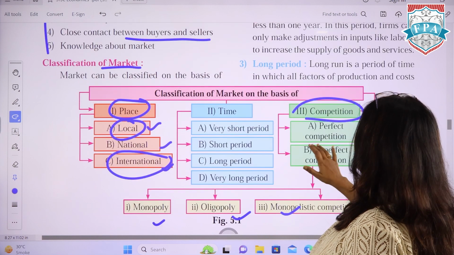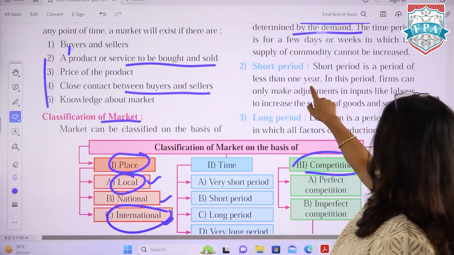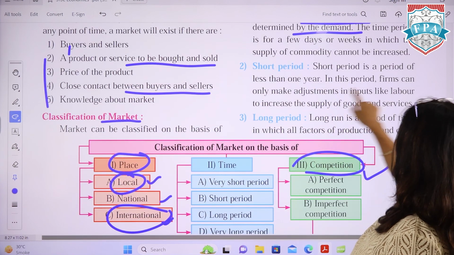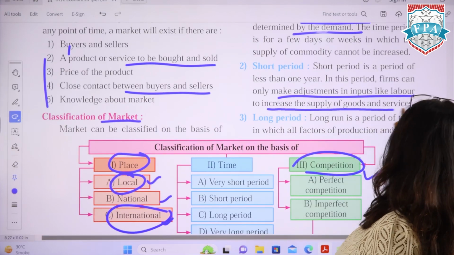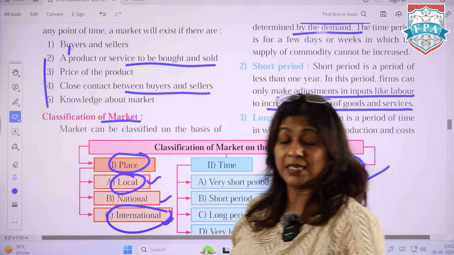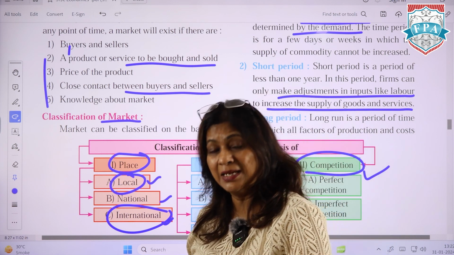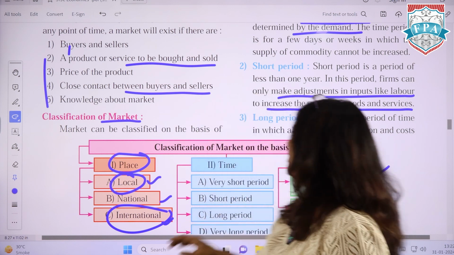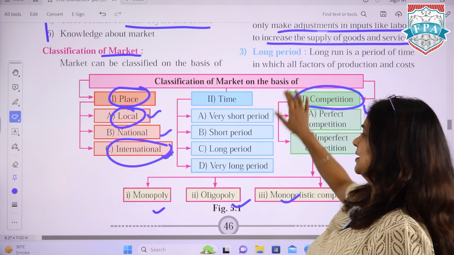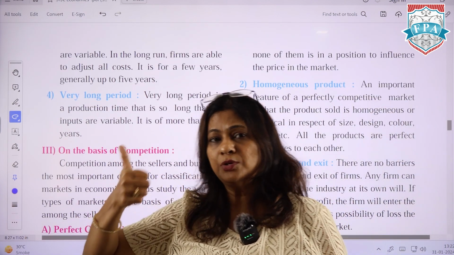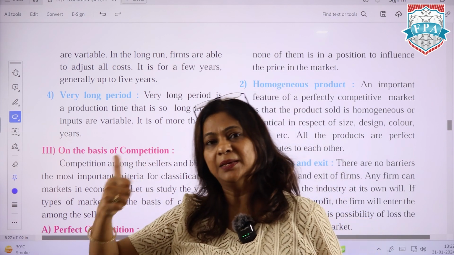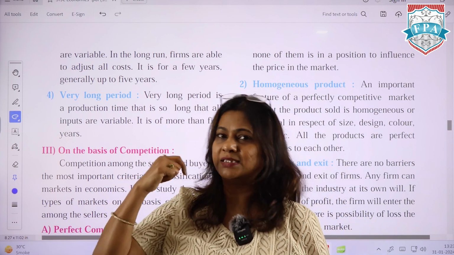And in case of short period, which is less than 1 year, firms can only make adjustments with respect to labor to increase the supply; they can make adjustments with respect to inputs like labor or raw material to increase the supply of goods and services. So I hope we have understood markets on the basis of time, after place.